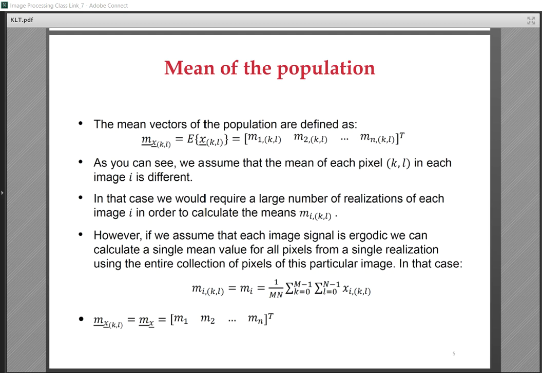That is 1 over m by n, sigma over all items of K, sigma over all items of L, with xi equal L, from only image I, for example image 1, not all of the images.